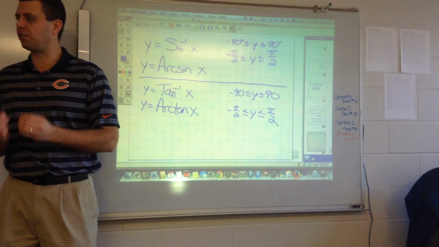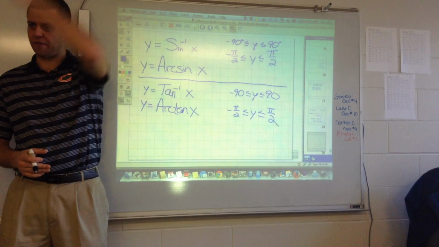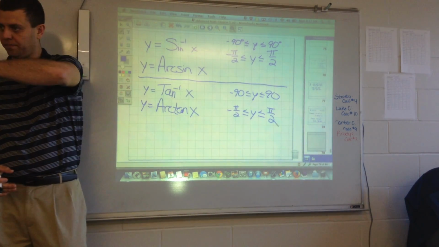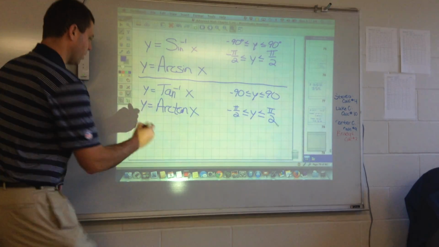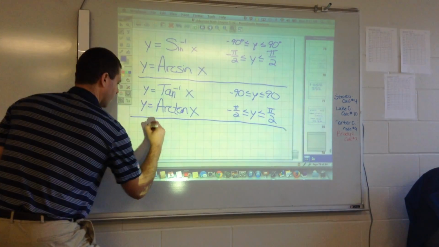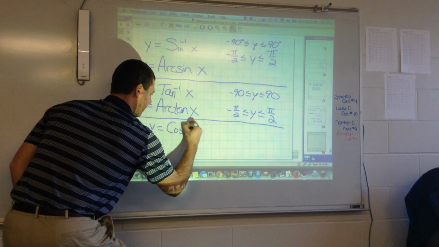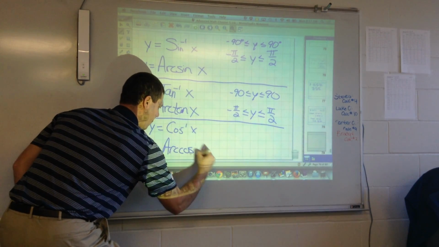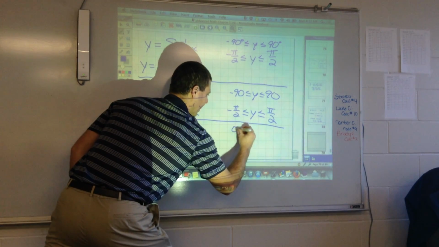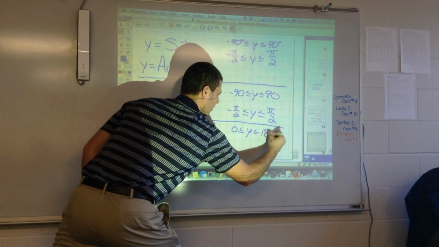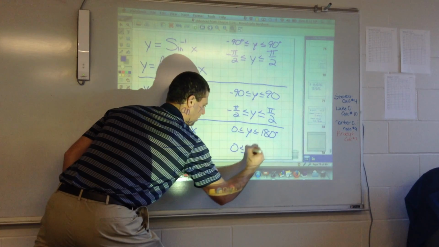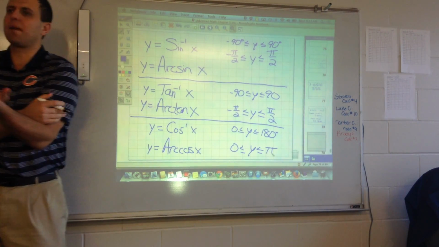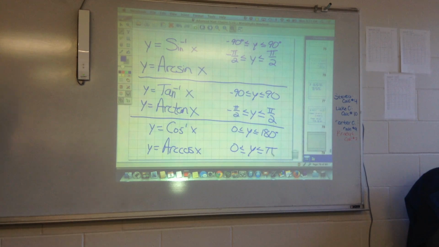So cosine has a different set of values where the answer is going to be, and it's going to be in quadrants 1 and 2. Okay? So for cosine, for inverse cosine, okay, all of your answers are going to be between 0 and 180 degrees, or between 0 and pi. Because we got to be able to hit all the possible positive and negative answers.